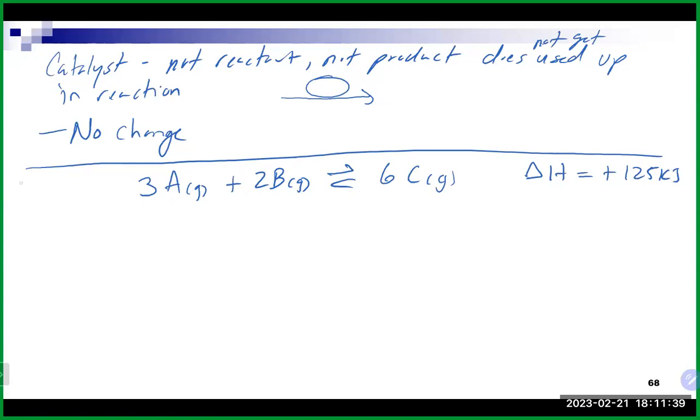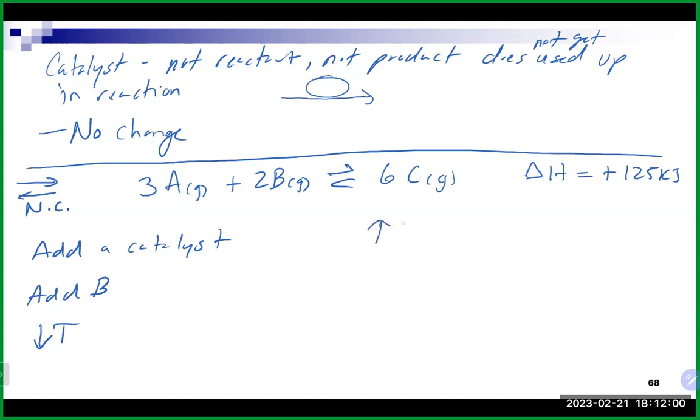All right, so what will happen here, once again, to the right, to the left, or no change? Let's say I add a catalyst. Let's say I add B. Let's say I decrease the temperature. Let's say I increase the pressure. Let's say I remove C. Let's say I increase the temperature. All right, so take a second to decide which way we're going to shift in this case.